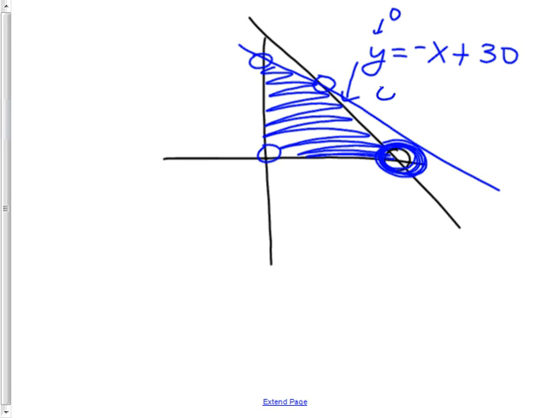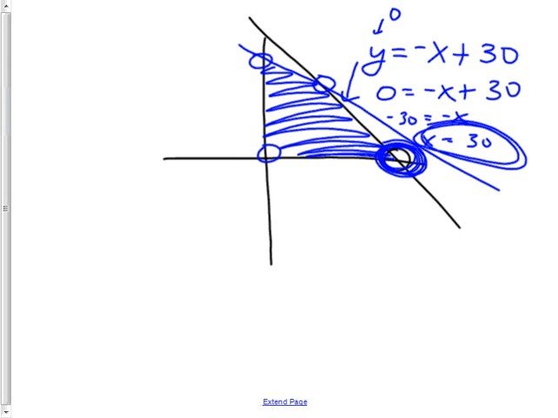And now I have 0 equals negative x plus 30. Solve. Subtract 30 from both sides. Negative 30 equals negative x. So x equals 30. Is that a point? Yes, it is. It's the point what comma what? 30 comma 0. Good.